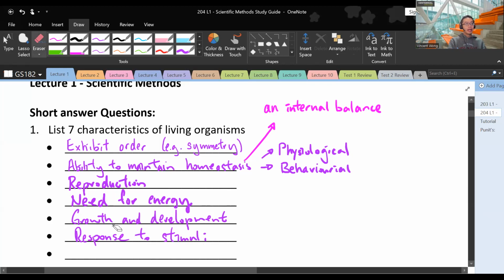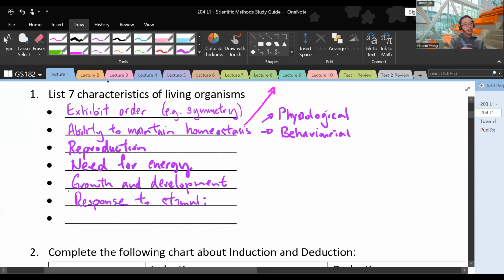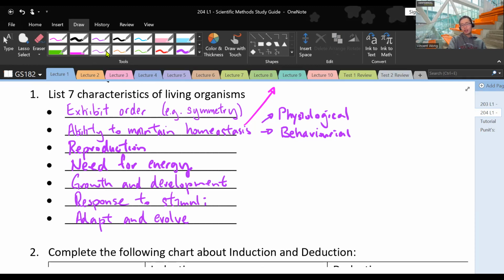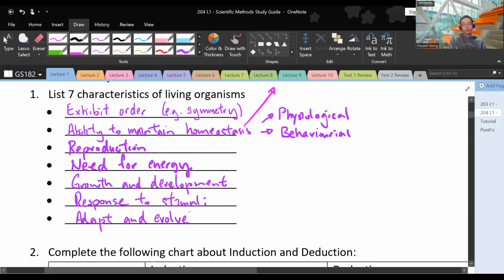And finally, the last one, which another person mentioned, is the ability to adapt and evolve. Very good. I don't remember if I mentioned this in the lecture recording, but it's important to remember that when it comes to evolution, individuals do not evolve, right? Population does.